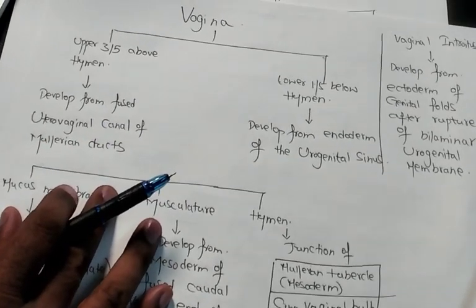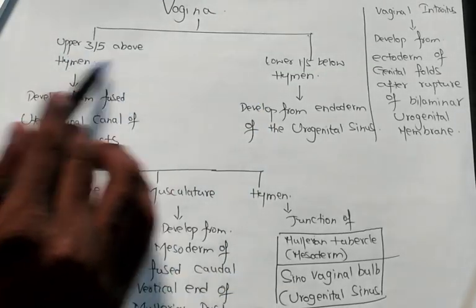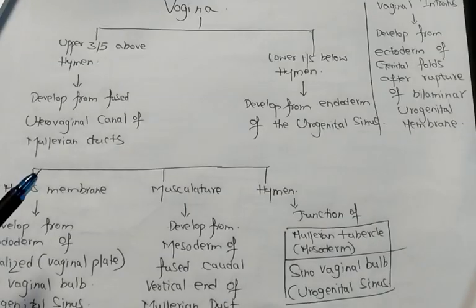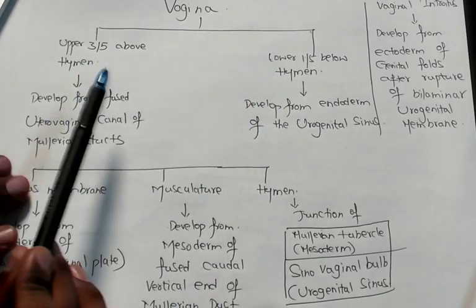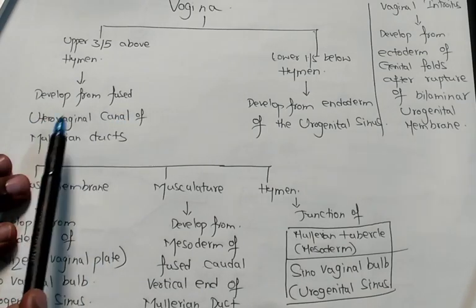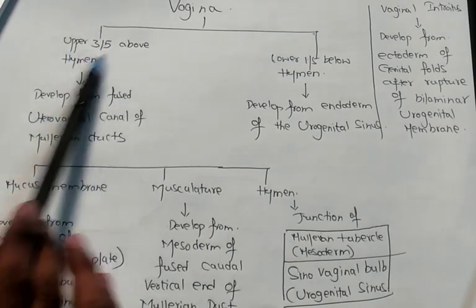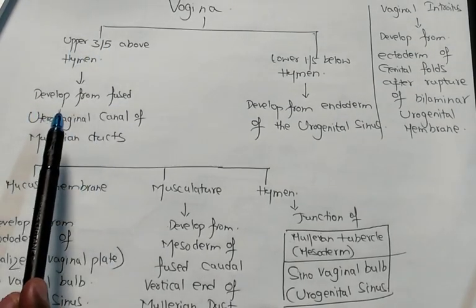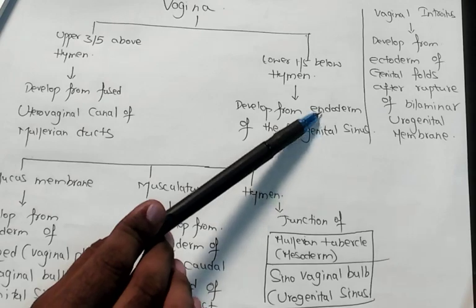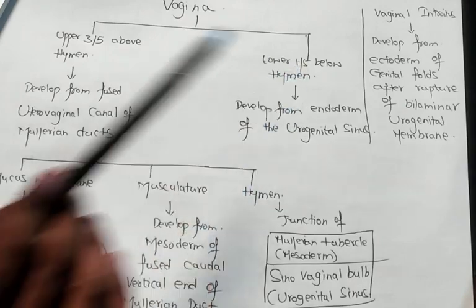Now, vagina, how is it developed? Upper 3/5 above the hymen, lower 1/5 below the hymen. Above the hymen, the upper 3/5 is developed from the utero-vaginal canal of the Mullerian duct. Finally, Mullerian ducts are important for the upper 3/5. Then the lower 1/5 is developed from the endoderm of the urogenital sinus.